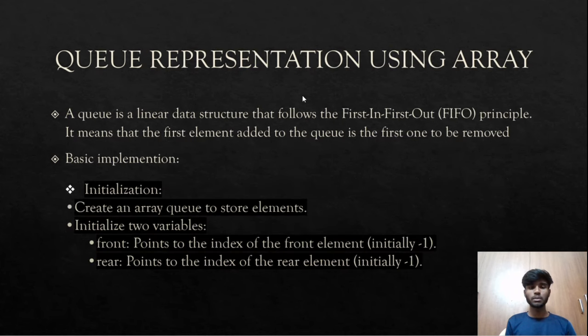Next, we are discussing queue representation using arrays. A queue is a linear data structure that follows the first in first out principle. It means the first element added to the queue is the first one to be removed. For basic implementation, initialization: create an array queue to store elements and initialize two variables. Front points to the index of the front element, initially minus 1. Rear points to the index of the rear element, initially minus 1.